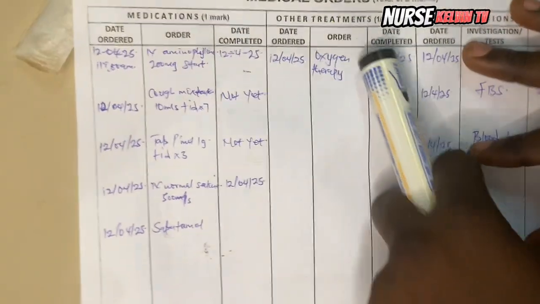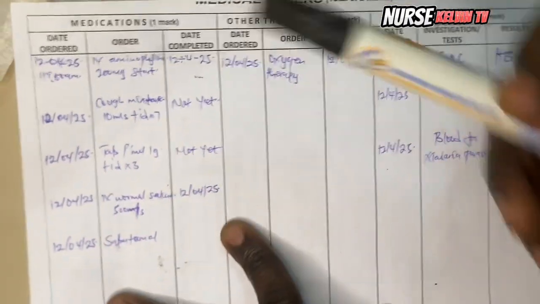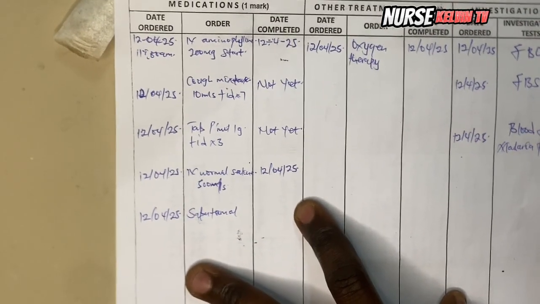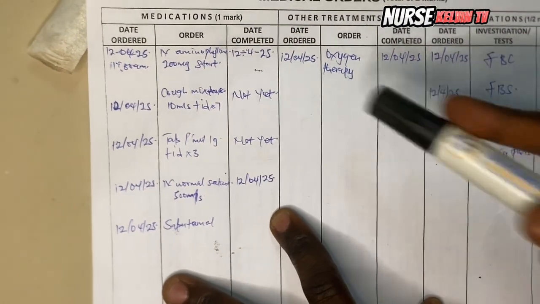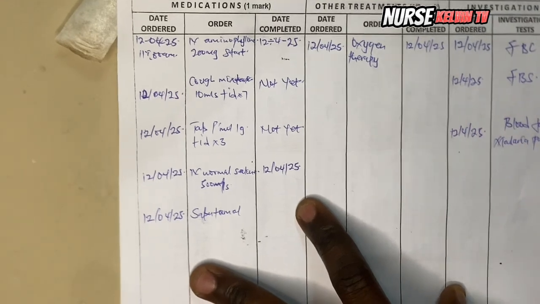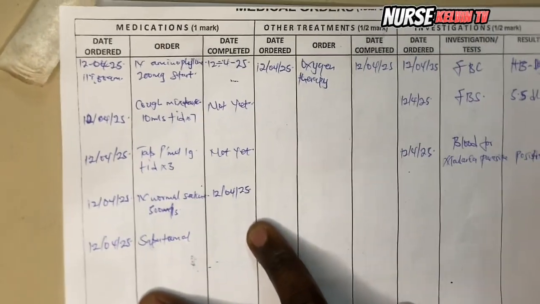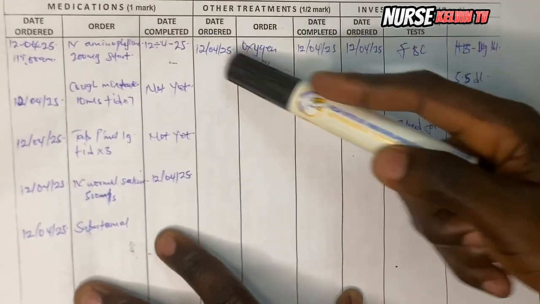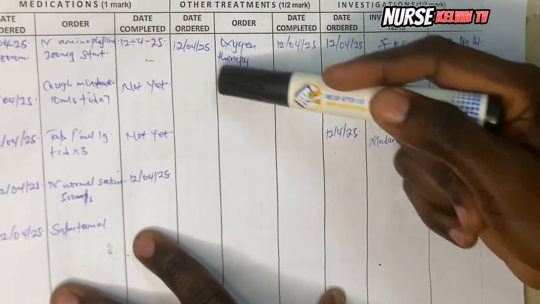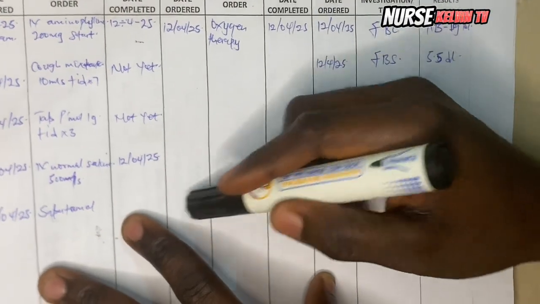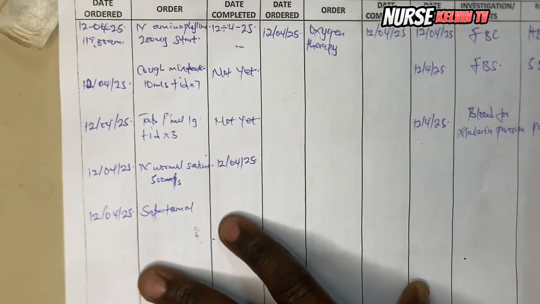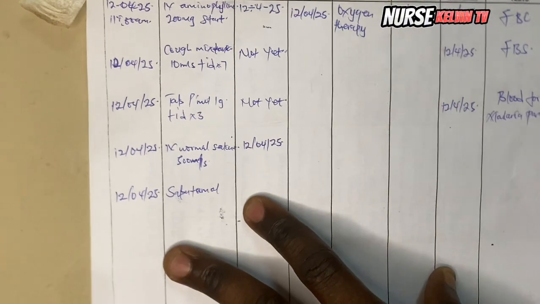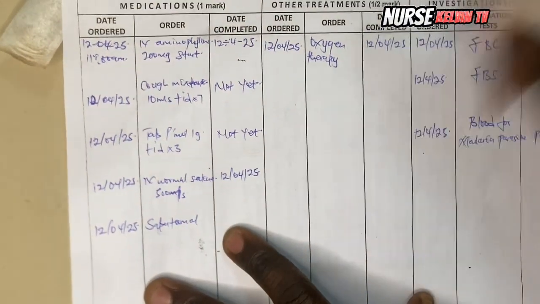Then when we come to the other treatment, I was talking about a patient with acute bronchial asthma. So definitely, other treatment is oxygen therapy. You need to indicate oxygen therapy, maybe 2.5 liters every 30 minutes. If no other treatment was done for the patient, then just write, no other treatment was done for the patient. Simple.